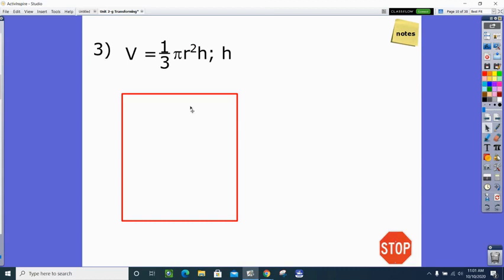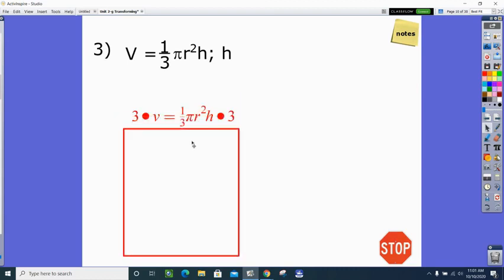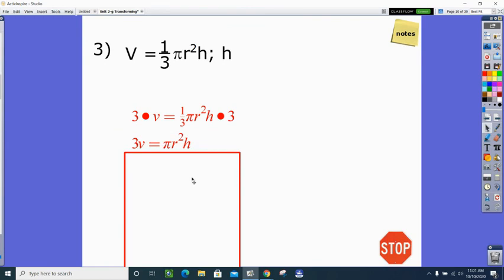Okay, let's see if we got it. I would have started by multiplying both sides by 3 to clear this fraction. And when I multiply both sides by 3, I end up with 3v equals pi r squared h. I now want to solve this for h, and watch the magic happen. If you went and divided by pi and then by r squared, and you ended up with this gosh awful complex fraction, which you cannot leave that way, the easiest way to do it is realize that h is being multiplied by pi r squared, and in one step, divide both sides by the pi r squared. Oh, by the way, that's the area of a circle.